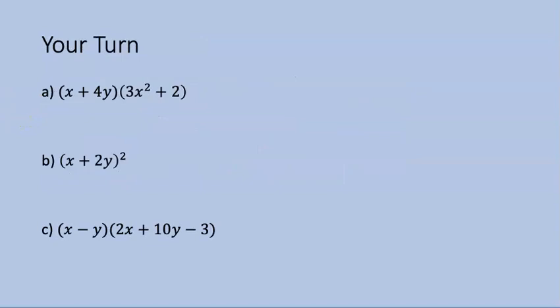So pause the video now. Have a go at these ones yourself. Okay, this is how you do them. X times 3x squared gives me 3x to the power of 3. X times 2 gives me plus 2x.